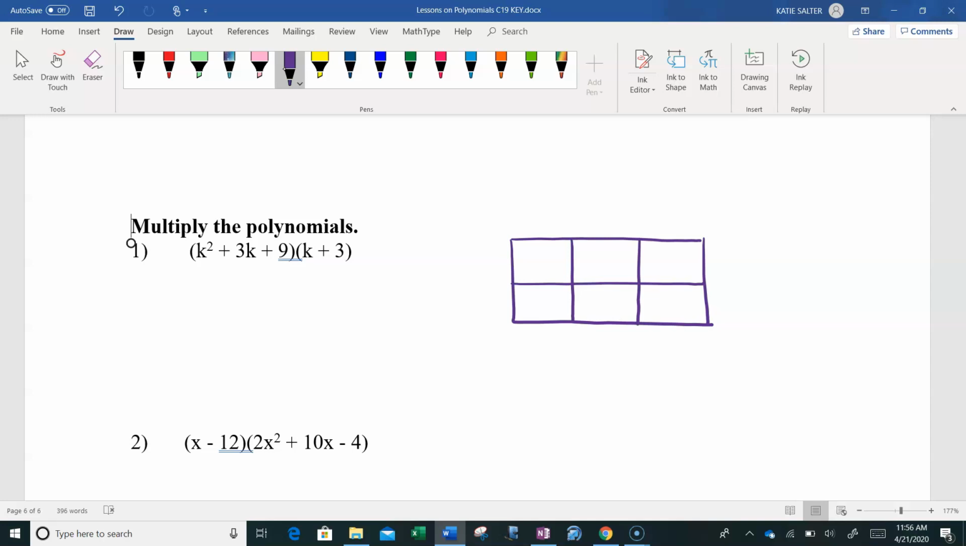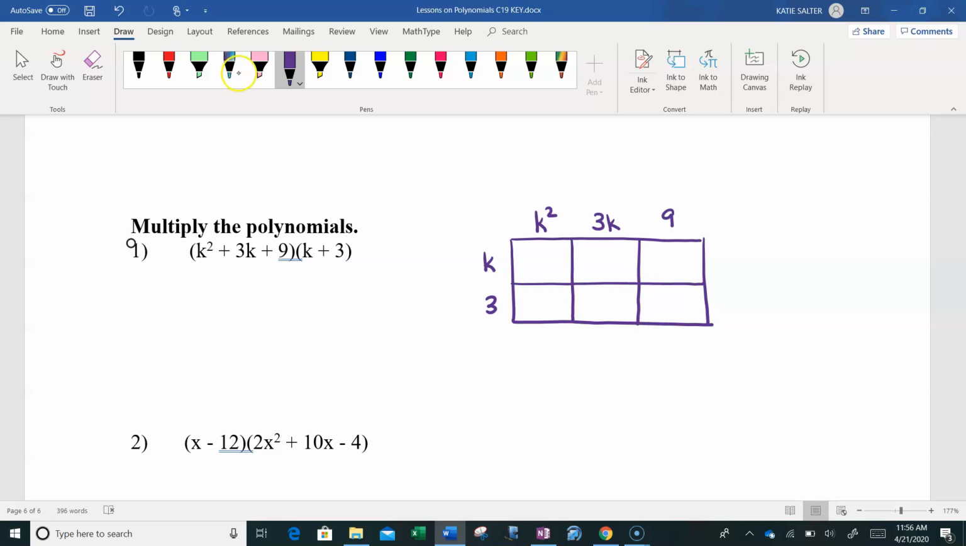The side that has 2 spots, I'm going to put my binomial, so I'm going to put my k and my positive 3. And then along the top where I have my 3 slots, I'll put my trinomial. So that's going to give us k squared, 3k, and then 9. Then you do the exact same thing that you did when multiplying binomials. All you had to do was make the box bigger.